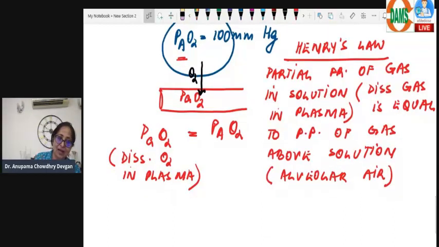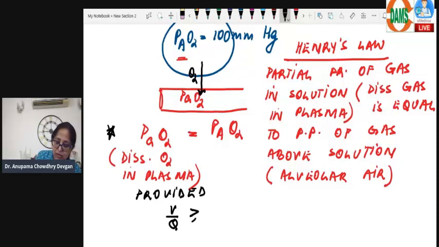Please remember, arterial O2 will be equal to the alveolar O2 provided the VQ ratio is more than or equal to 1. If the VQ ratio is less than 1, I have already discussed it with you. That means less oxygenation of blood. Then these two values will not be the same. Arterial O2 will, in fact, be less as compared to the alveolar O2.